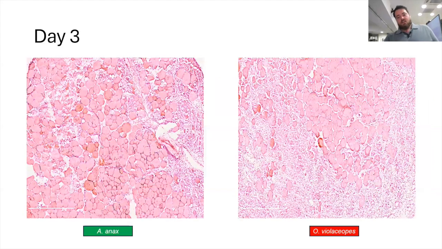Day three, we are still seeing some very extensive damage, especially from violiceps. We're pretty much half the screen cleared with no fibers present. Annex, not quite as extensive, but we are also seeing a lot of infiltration. So we're starting to get an immune response coming in, and hence why we saw that increase in weight by day three.